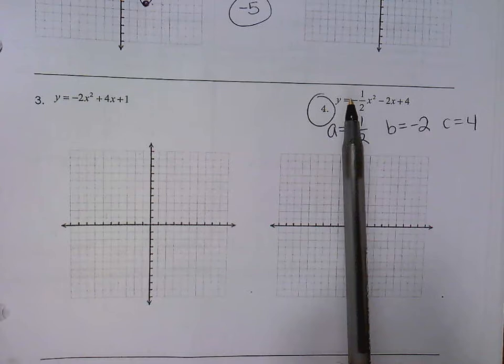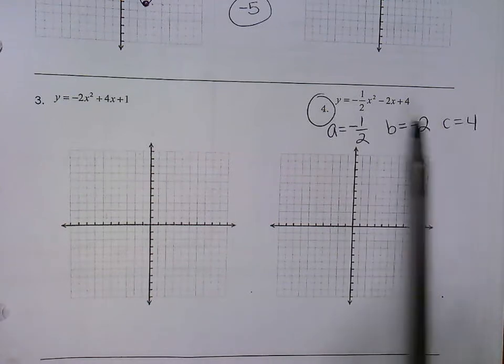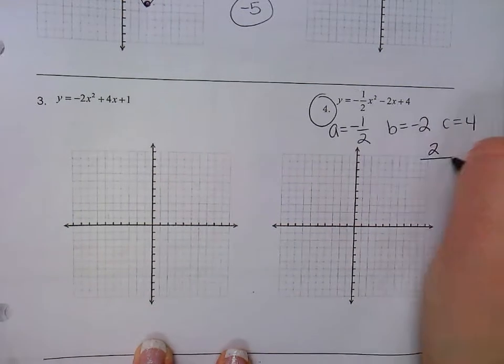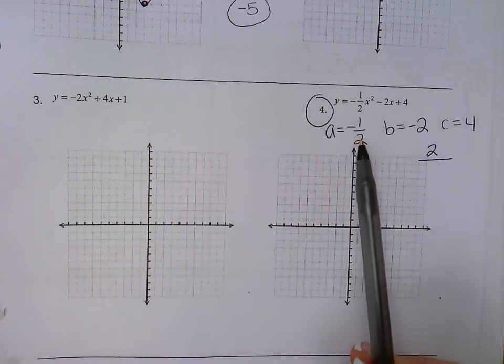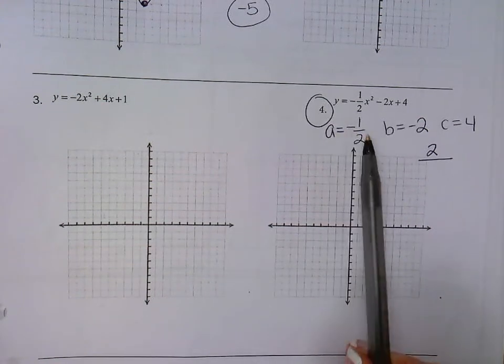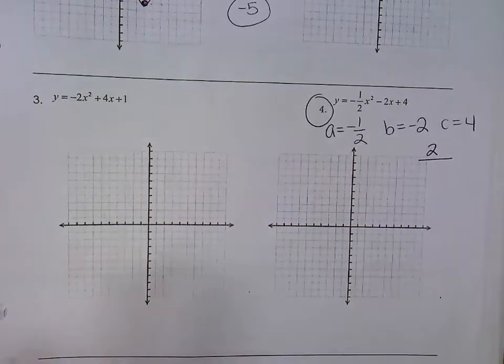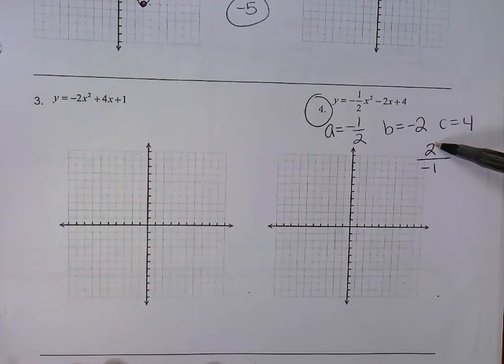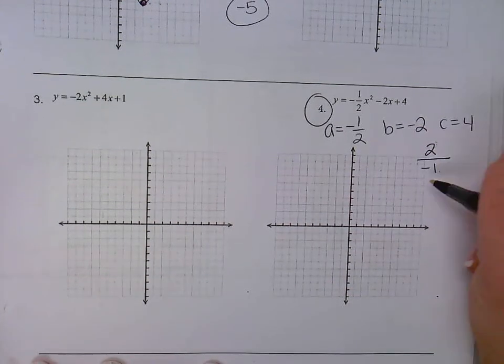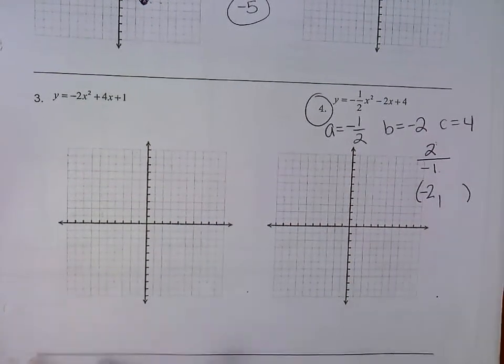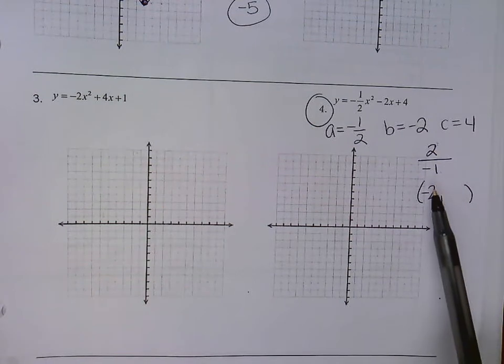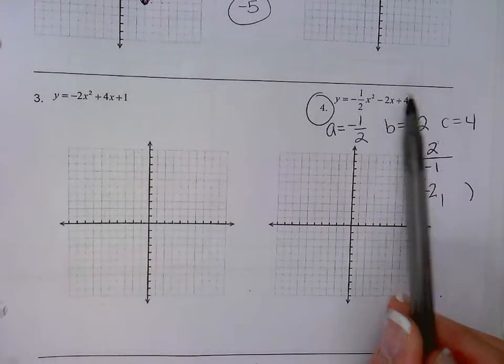So I'm going to do -b, which is +2 this time. And then what is 2 times a? So 2 times -1/2 is really just the number -1. 2 times -1/2 is -1. So what is 2 divided by -1? That's just an x value of -2. You're going to plug -2 in to find your y value.